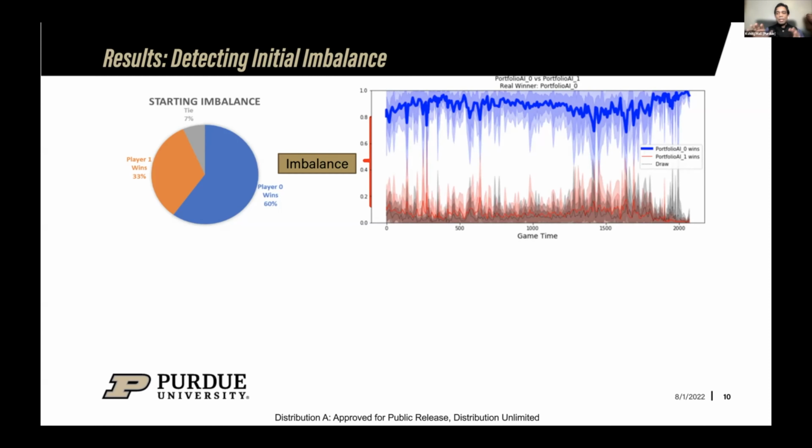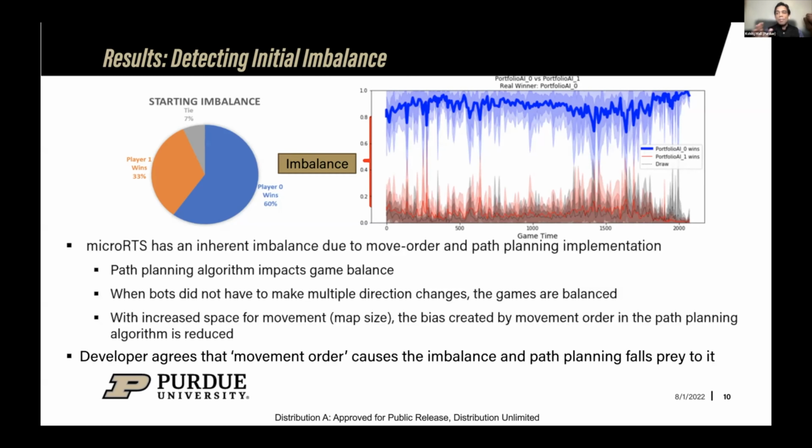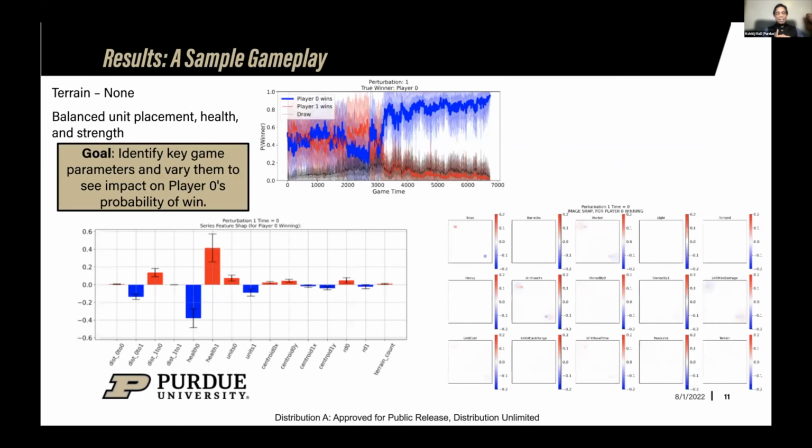Then we found out that even if you keep everything the same, there is an inherent imbalance. This is because of the movement order and the path planning logic implementation, because at certain times there may be a conflict, and then in order to resolve that, one player will be given an advantage over the other. So that has to be resolved. We cannot keep sitting there with both players in a stalemate situation. So the designers have designed it that way. And our team actually got in touch with the maker of the game, Professor Antonon, and he also agreed that movement order is actually the reason for this imbalance, and path planning falls prey to that. This is another interesting result you see, for one of the games that we had.